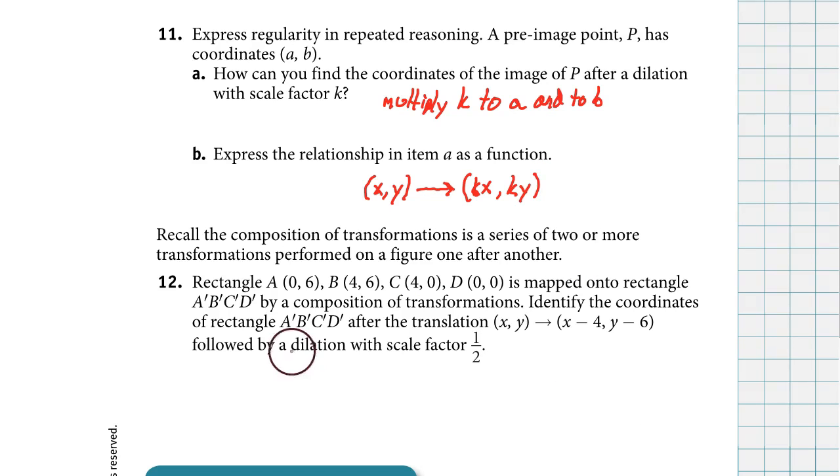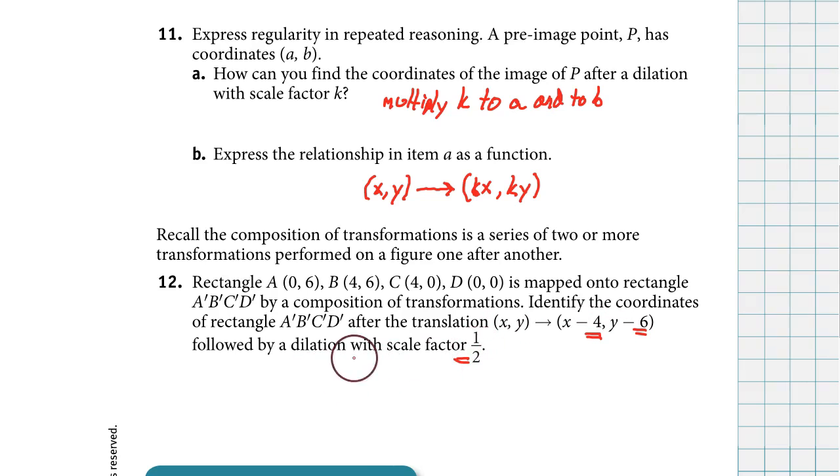Let's apply that theorem with an actual problem to make sure that you can use it correctly. There's a rectangle that has coordinates A, B, C, and D with these ordered pairs. Let's say that it's mapped onto rectangle A prime, B prime, C prime, D prime by a composition of transformations. That is more than one transformation. The first thing that's going to occur is that the x values are subtracted by 4 and the y values are subtracted by 6. Do that first. Then apply a dilation with a scale factor of 1/2. So take whatever coordinates you get when you do those subtractions and multiply them by 1/2.